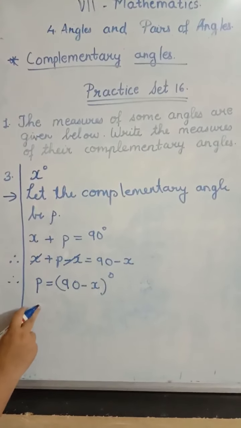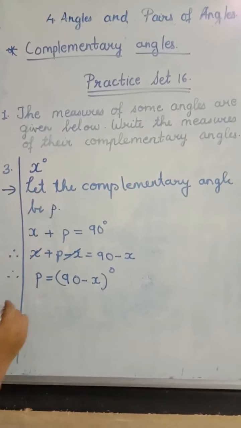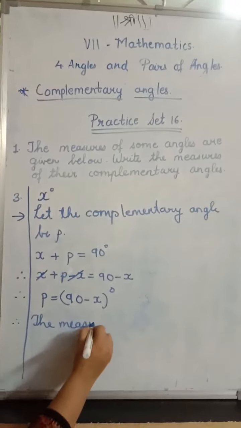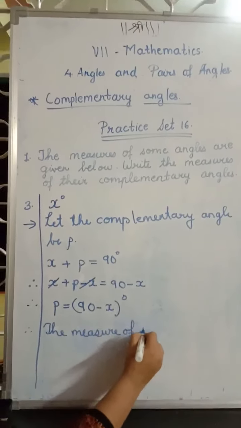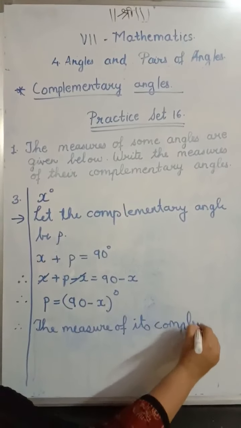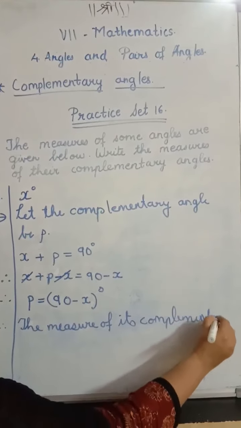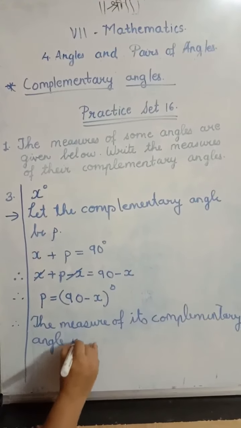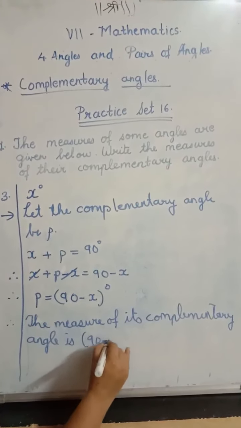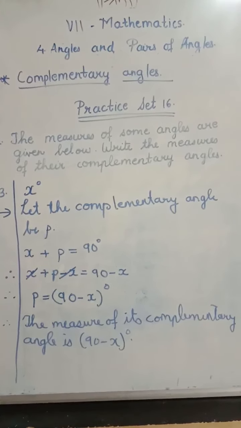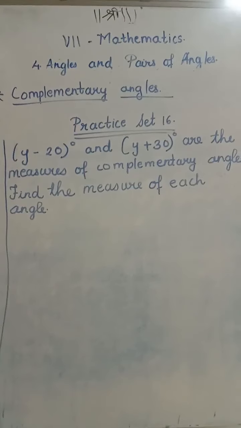So what is p's value? 90 minus x. Therefore, the measure of its complementary angle is 90 minus x degree. Okay. We will start with question 2.